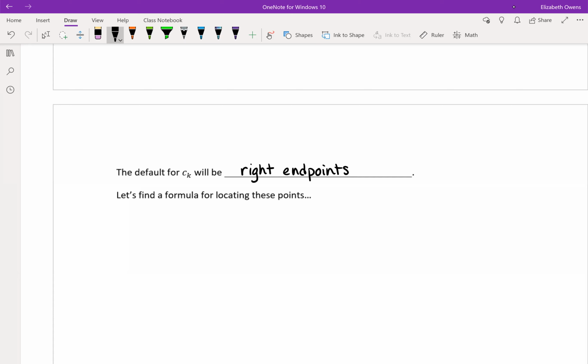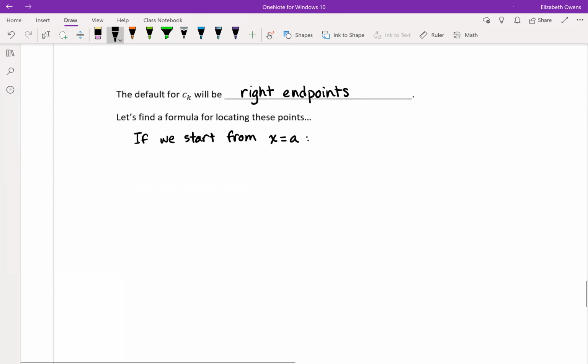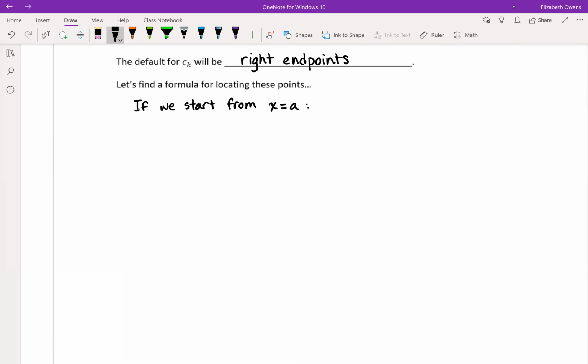So we're going to find a formula for locating the right endpoint of each little rectangle, because we're going to need that. So let's draw a picture here. I love my pictures. If we start from one side of our interval, start at x equals a, we're going to have something like this. There's x equals a.